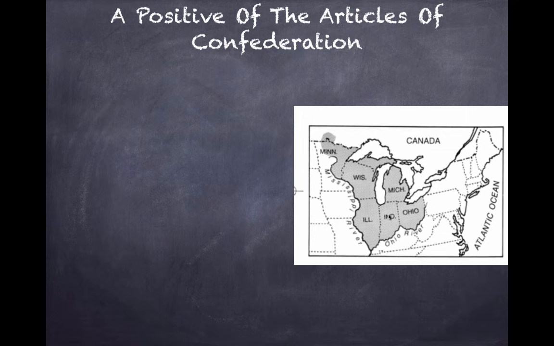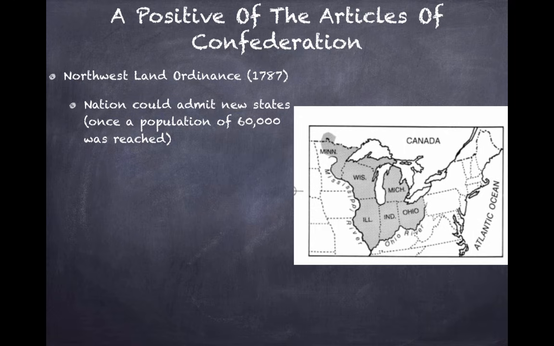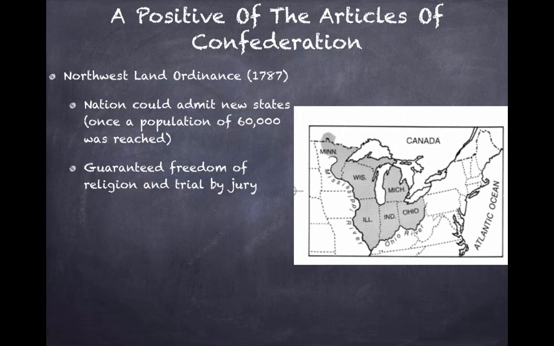And this area in gray here is known as the Northwest Territory. So all these states in gray made up the Northwest Territory. The Northwest Land Ordinance of 1787 applies to that area. What this does is the nation could admit new states once a population of 60,000 was reached. So if people start moving into Ohio and Ohio hits that magic number of 60,000, they could apply to be a state. And this is something that's going to continue in American history after the Articles of Confederation, this precedent for admitting states. This guaranteed freedom of religion and trial by jury, the Northwest Land Ordinance did.